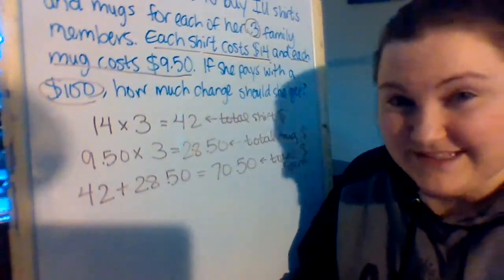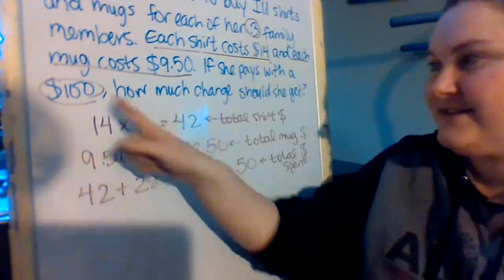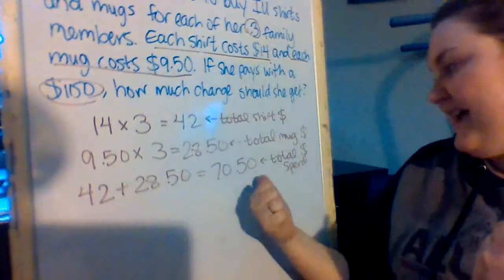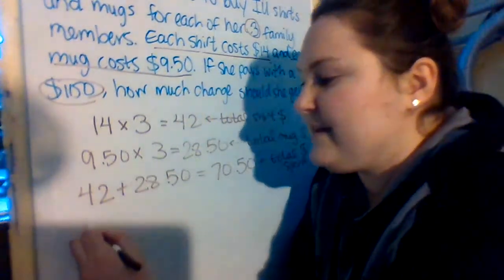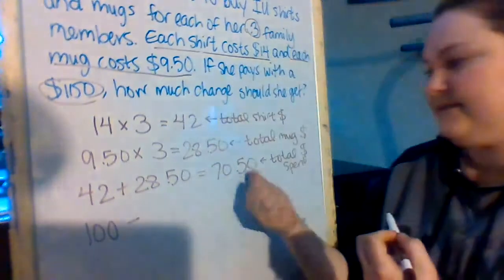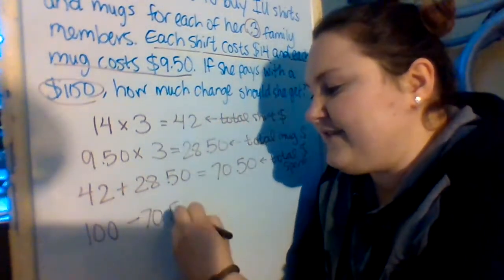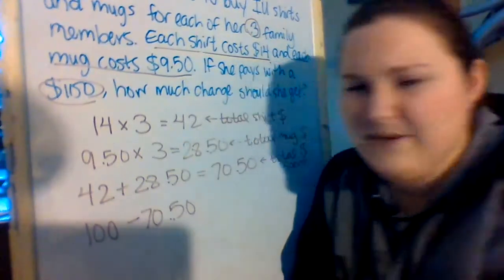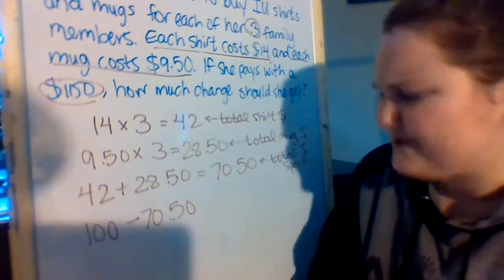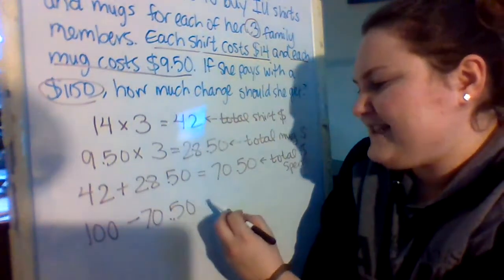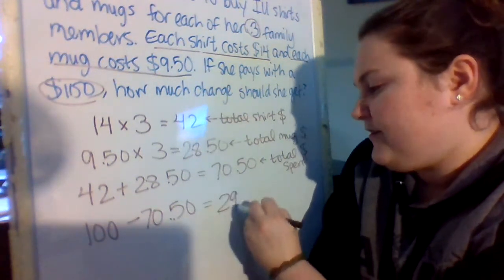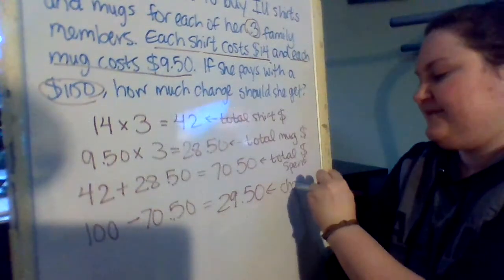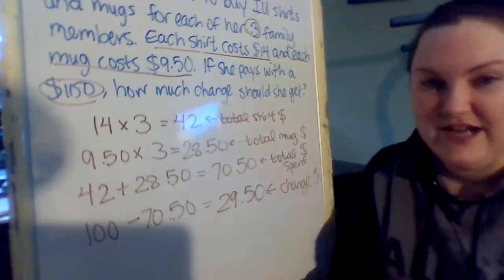Now, the order when you write these numbers is really important. We need to subtract: start with what you have, and then take away what you're spending. So when I go to write my subtraction, I want the 100 minus $70.50. It needs to be in that order. You can't flip it around, because if you had it the other way, it would give you a negative, and you can't get negative change back. So we get 100 minus $70.50, which would end up being $29.50. That right there is how much change she gets back.